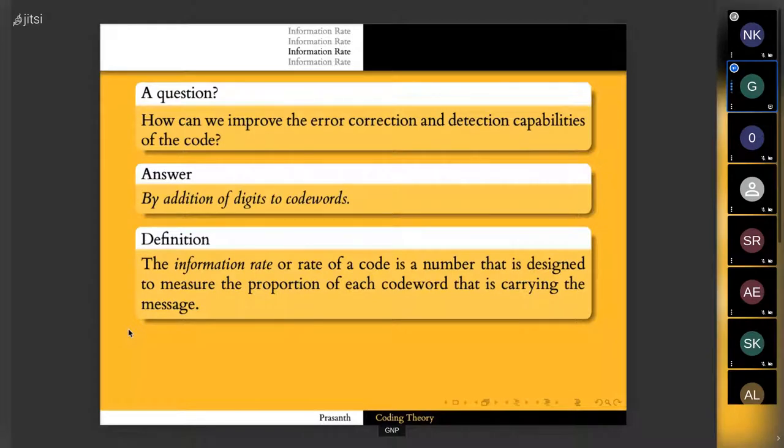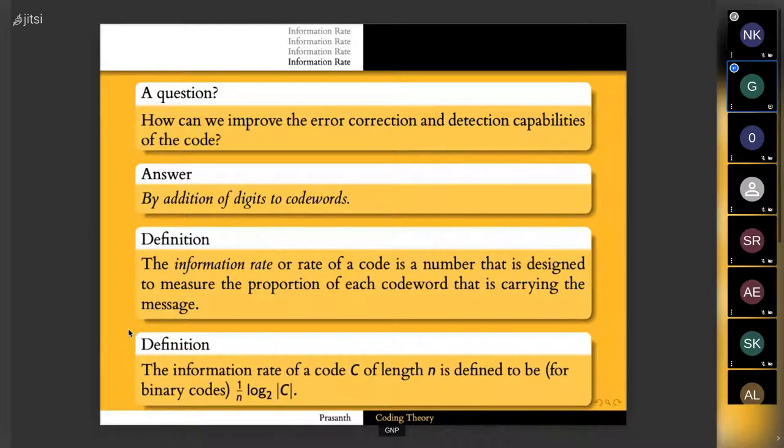Now, what do you mean by the information rate or the rate of a code? The information rate of a code is a number that is designed to measure the proportion of each code word that is carrying the message. It's a number. Now let us see the definition. The information rate of a code C of length n is defined to be 1 by n log mod C to the base 2.